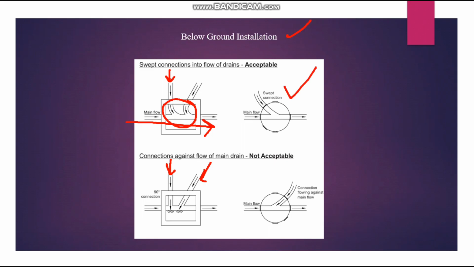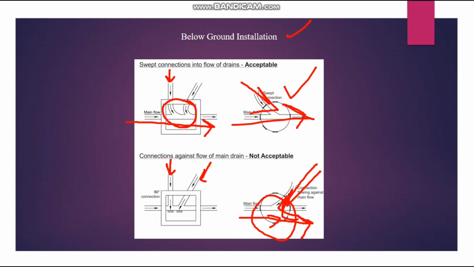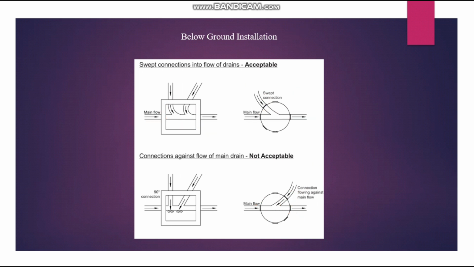So like this swept connection we have to follow, and it is not allowed to have the opposite direction flow, because the flow is like this. It's not allowed to have the opposite direction flow. This will make some blockages here. So it should be in the direction of flow, like this should be the direction of flow. It should not be opposite direction of flow. So this is one of the important things in the below ground installation. So now we have discussed two important rules for the connection.